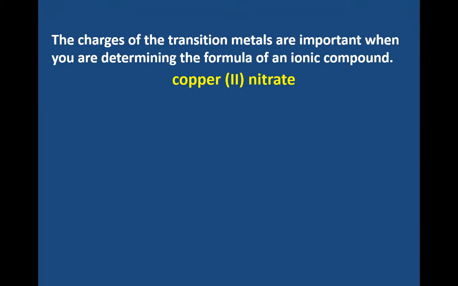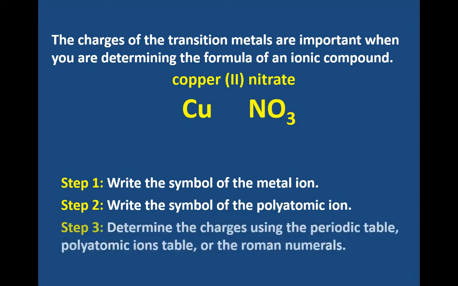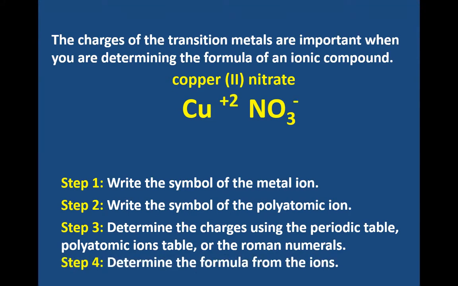An example is copper(II) nitrate. Write the symbol of the metal ion. Write the symbol of the polyatomic ion. Determine the charges using the periodic table, polyatomic ions table, or the Roman numerals. Do the crisscross method. So, the formula is Cu(NO3)2.